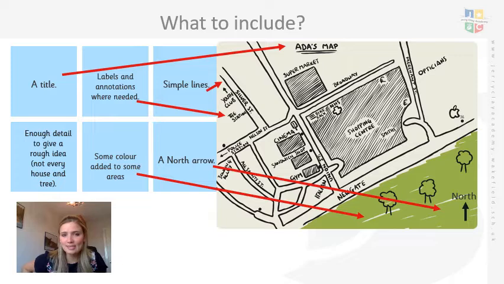Then you need to use simple lines, so don't overcomplicate it, just some simple lines to show where either your roads or your objects are. Keep it as simple as you can. Put a north arrow to show which way up your map is. Add some colour where needed to certain areas, like the grass. You don't need to colour the whole map, you could just colour certain areas. And you need enough detail to give a rough idea. You don't need to put every single plant, every single tree, but if you put a few in, the key features are there.